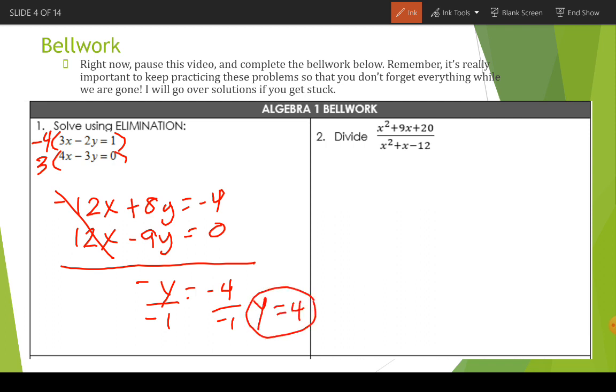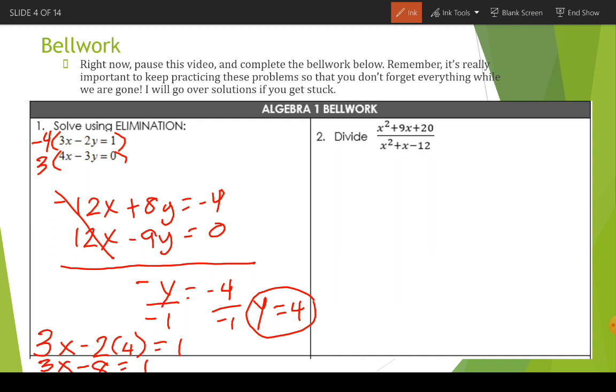So y is equal to 4. I can't stop there though because my answer has to be in point form. So I need the x value. Let's plug in our value of y into our first equation. So 3x minus 2 times 4 equals 1. We can simplify this to get 3x minus 8 equals 1.